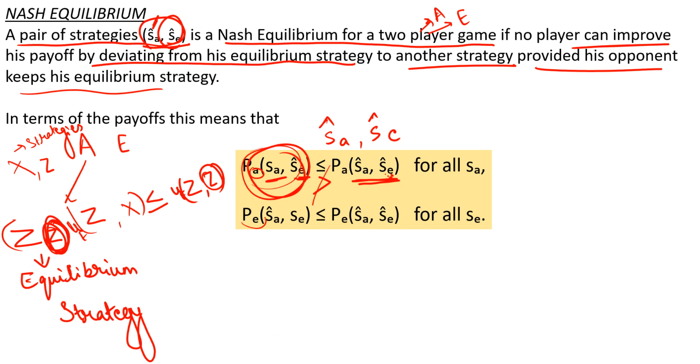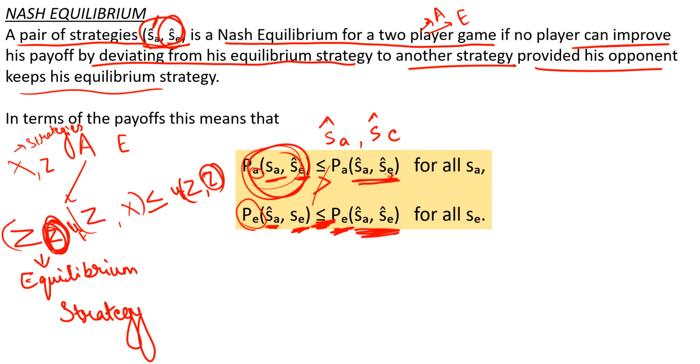Similarly for player E, the Nash equilibrium strategy is S hat A and S hat E. The payoff of player E when A is choosing S hat A and E is choosing any random strategy S E will always be less than or equal to the payoff of E if both of them stick to their Nash equilibrium strategy.